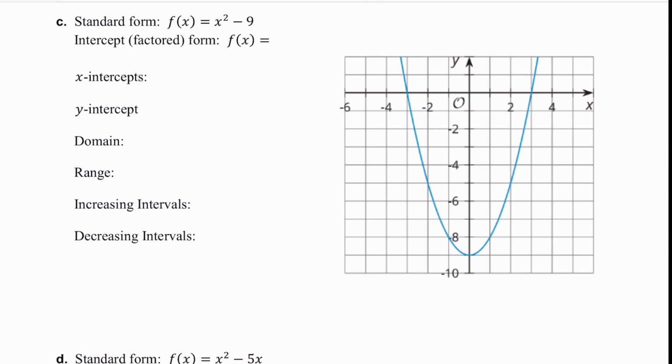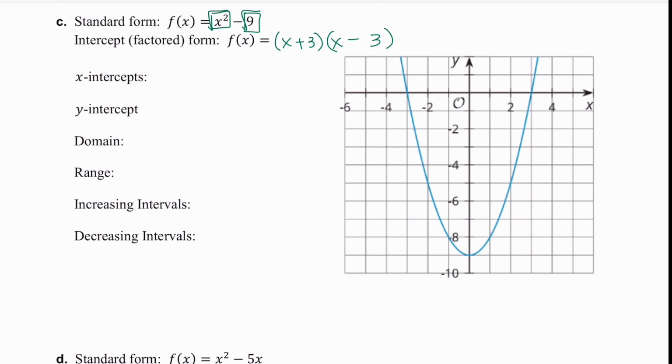Now, if we look at C, we have two square numbers. This is the difference of squares. So we have our x, we take our square root and our square root. So we have x and x. Square root of 9 is 3 and 3, one plus, one minus. You could say minus plus or plus minus.